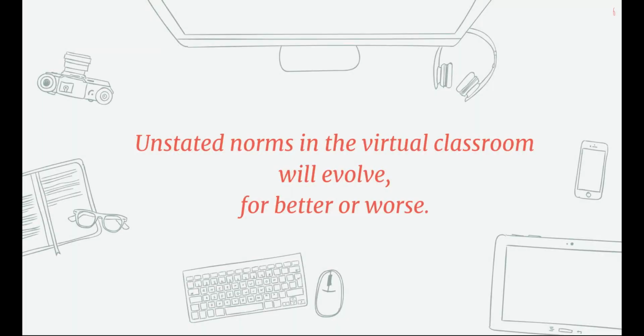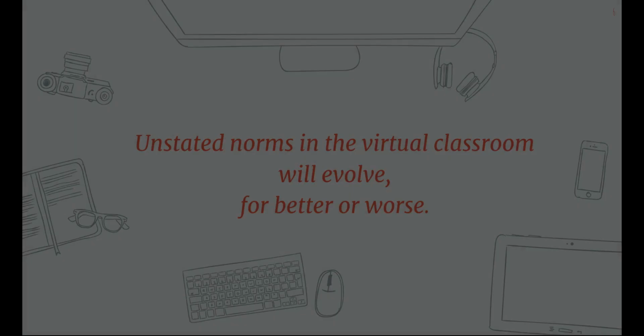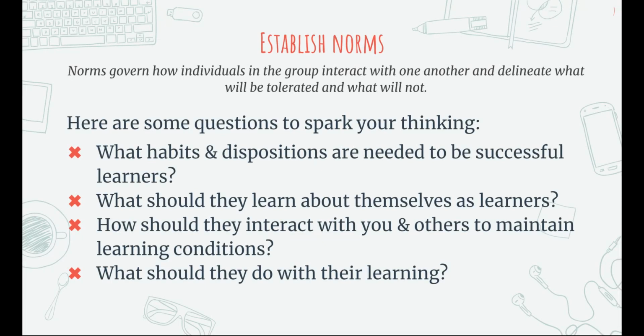So our next one is about norms, and unstated norms in the virtual classroom will evolve for better or worse. And this is true of the world too, right? Like if we don't have explicit instructions or directions for things, they can very easily fall apart. So in a virtual classroom, we need to make sure that we develop some norms as we go forward. So norms govern how individuals in the group interact with one another and delineate what will be tolerated and what will not. Some questions that might spark your thinking as you establish norms.